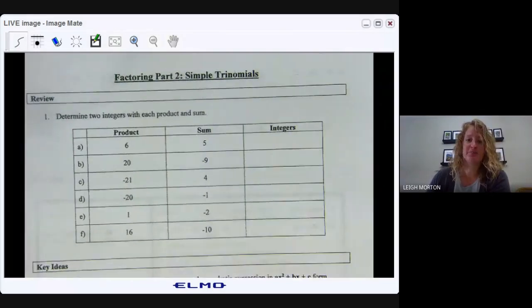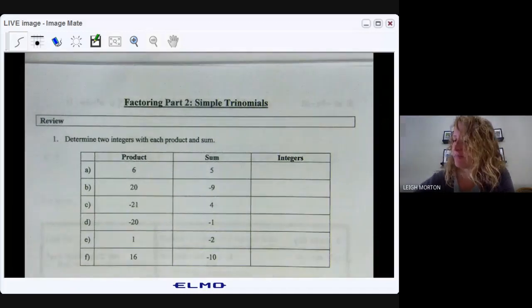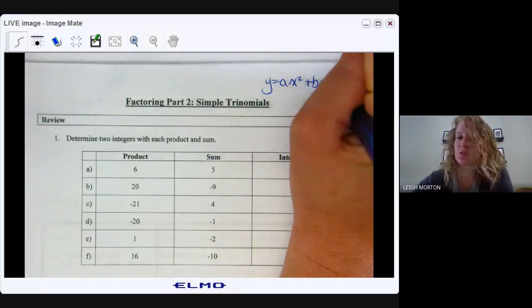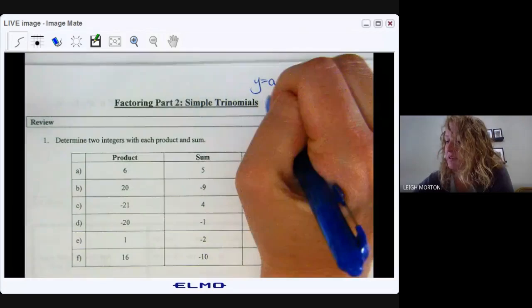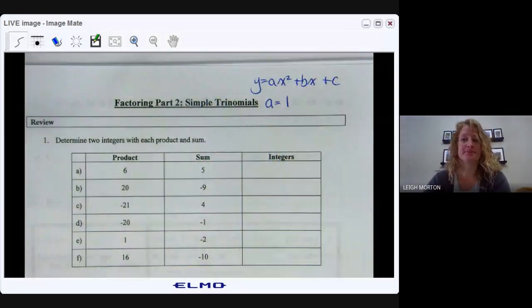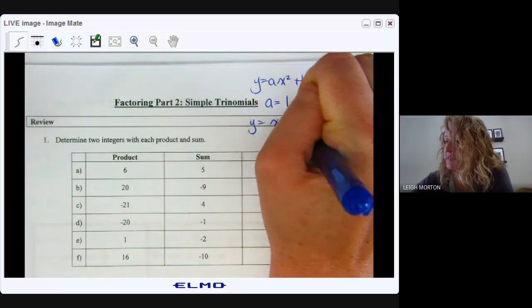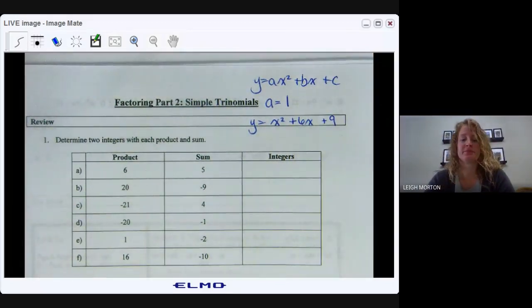So up first for simple trinomials, when I say a simple trinomial, what does that even mean? Well, if the standard form of our quadratic relation is y equals ax squared plus bx plus c, a simple trinomial is when we have an a value of 1. So an example may be y equals x squared plus 6x plus 9. That's a simple trinomial. A complex trinomial is when the a value is not 1.